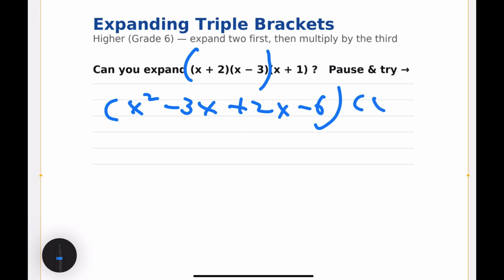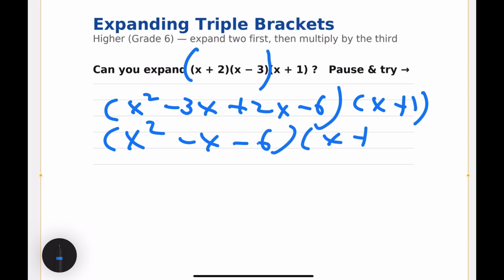So then let's put the other brackets over here, x plus 1. So we're going to simplify the brackets we just expanded. So we get x squared minus x minus 6. And then we put the other brackets here. So now we're going to multiply the bracket we just got by the bracket on the right.